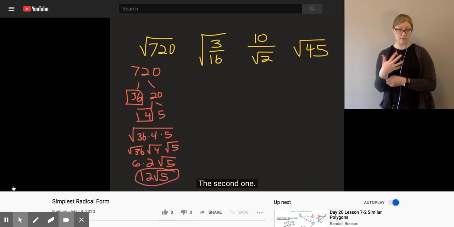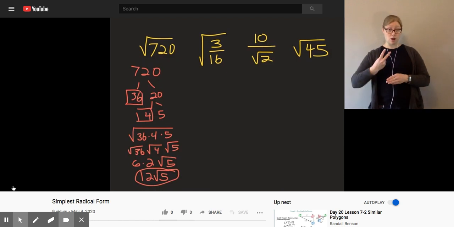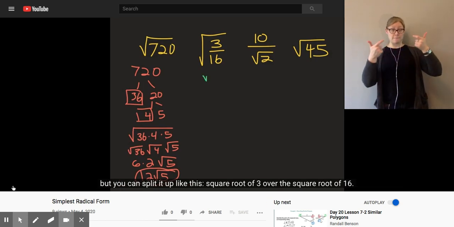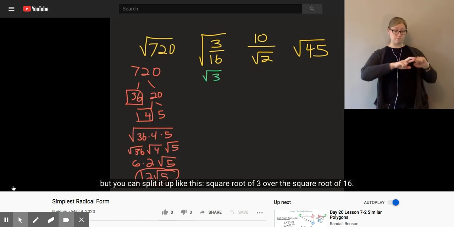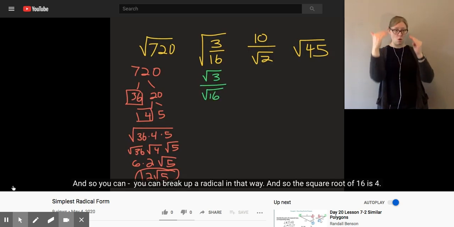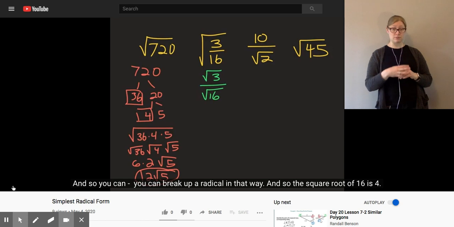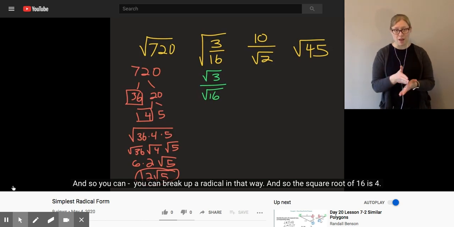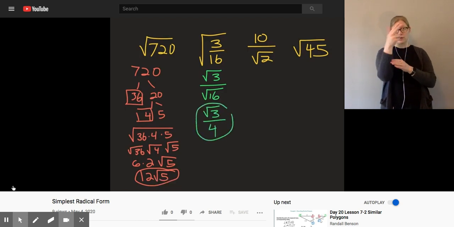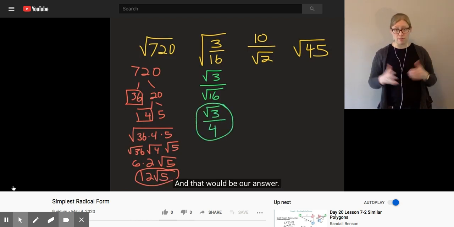The second one, what you should notice about the second one is that it's got one radical over the top and the bottom, but you can split it up like this. Square root of 3 over the square root of 16. And so you can break up a radical in that way. And so the square root of 16 is 4. So this is just the square root of 3 over 4. And that would be our answer.